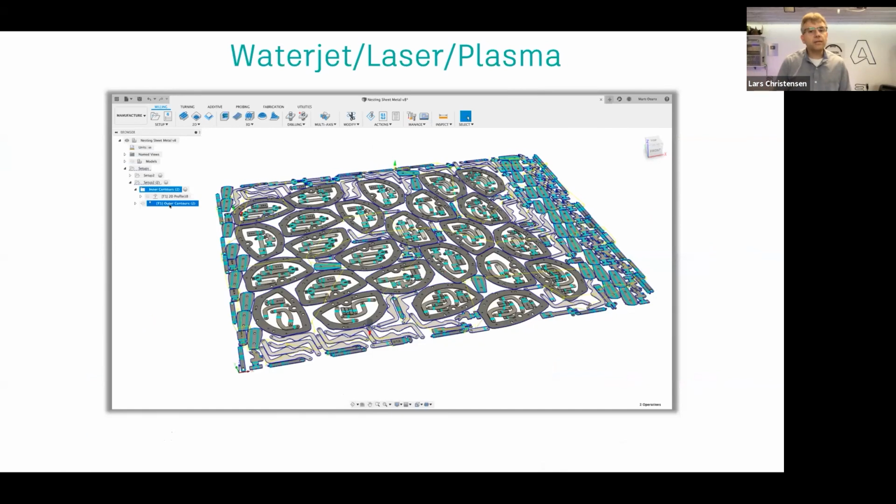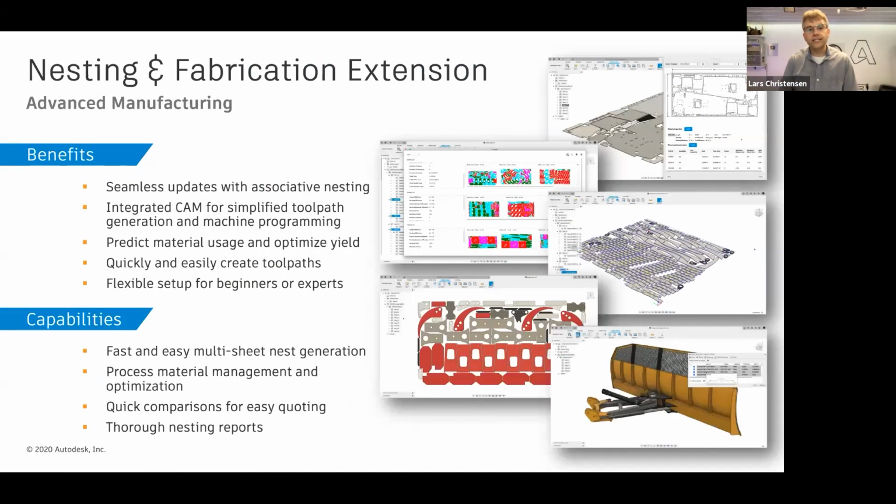Talked about sheet metal, so that's in core Fusion 360. Also in core Fusion 360, you have all the tools to do your water jet, your laser cutting, and your plasma cutting. Now, with the nesting and fabrication extension, you're adding those optimized tools for you to go ahead and do multi-sheet layouts with this. And this is technology that we have pulled from TrueNest.